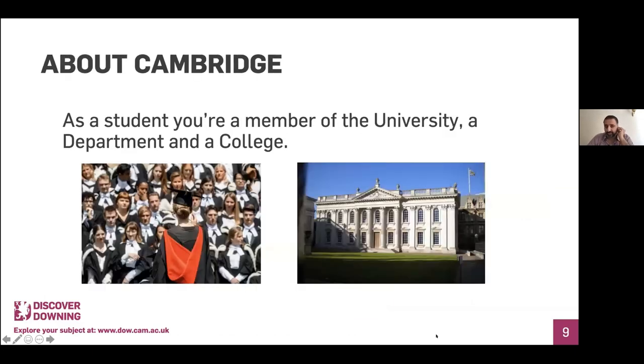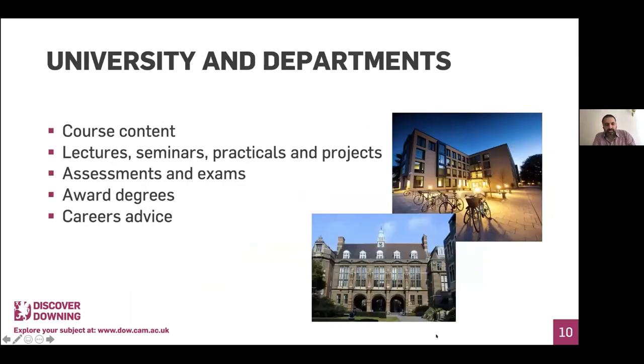So a little bit about the university. When you do join the university as a student, you are a member of the university and a member of a certain department where you're studying. At the same time, you're going to be a member of a college where you'll be admitted to. So what are the roles of the two individual organizations, if I could call them that? That is something I just wanted to touch on. What do the departments do? The departments are there to set the course. They provide all the lectures, all the seminars.